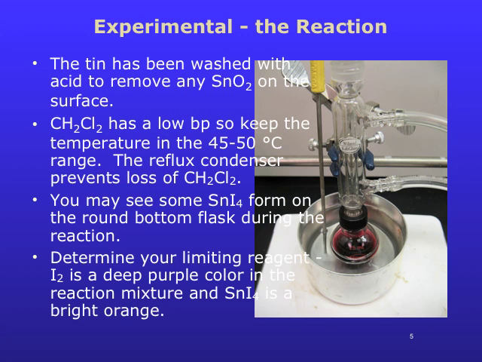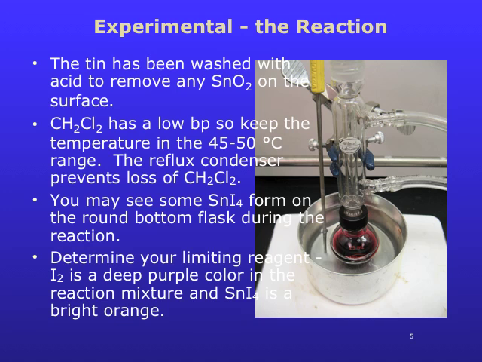To ensure that the tin reacts, it has been washed with concentrated hydrochloric acid to remove any oxide coating that might have formed on the tin surface. The round bottom flask shown here contains the reaction mixture of tin metal and iodine dissolved in dichloromethane, or CH2Cl2. This mixture is gently refluxed using a water bath. The water condenser attached to the round bottom flask prevents loss of dichloromethane during reflux, with the heat from the water bath promoting formation of the product SnI4.